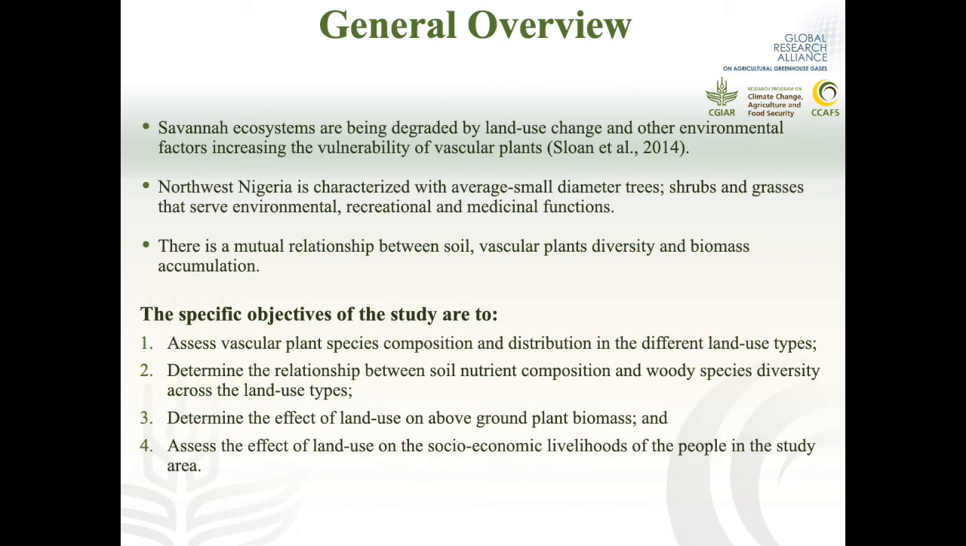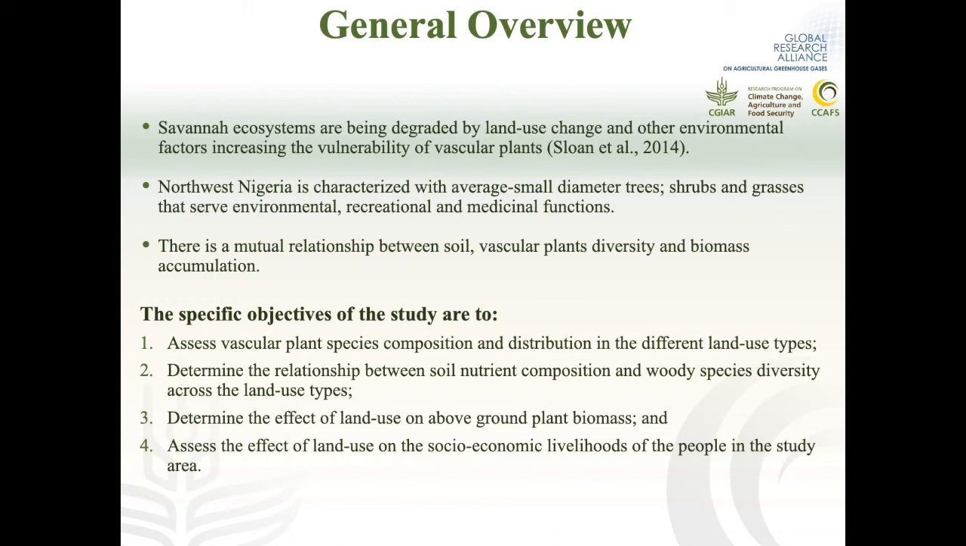soil compaction as a result of overgrazing, slash and burn agriculture, controlled usage of agrochemicals, and foliar extractions. There is a mutual relationship between soil, vascular plant diversity, and the biomass accumulation, hence the following specific objectives.